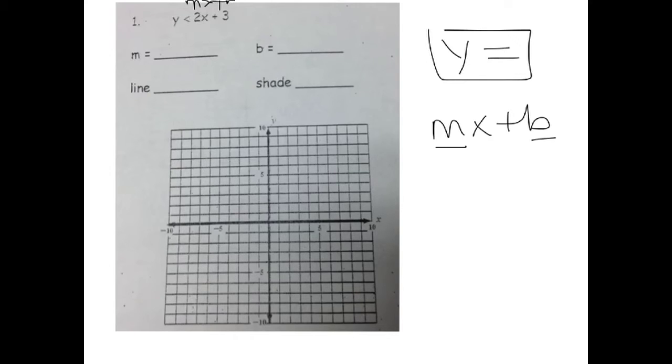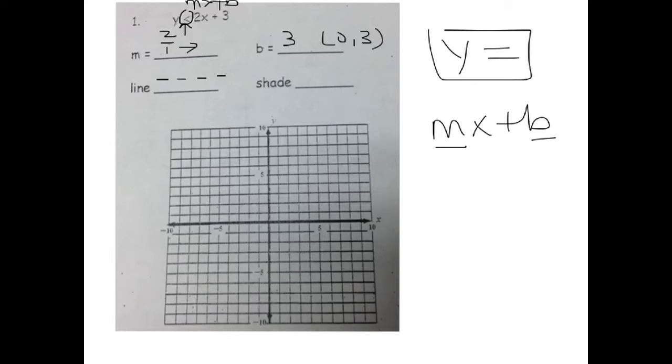mx plus b. So our m is 2. We like to write that as a fraction. And our b is 3, and we like to write that as a point, so 0, 3. 2 means up 2, right 1, just like it did earlier. 0, 3 means that it crosses up 3 units. Then we have to decide whether this is a solid line or a dotted line. So we look at the symbol, and that symbol means a dotted line, if you remember the rules from the previous page.